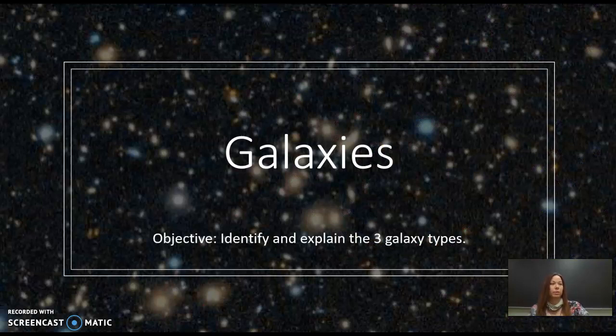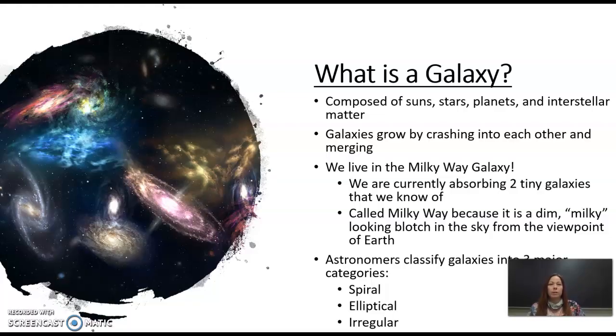All right, so there are 3 different types we're going to talk about. You guys should be able to identify and explain them. So first off, what is a galaxy? A galaxy is an area composed of suns, stars, planets, and other interstellar matter that we'll talk about later. They grow by crashing into each other and merging and building up.